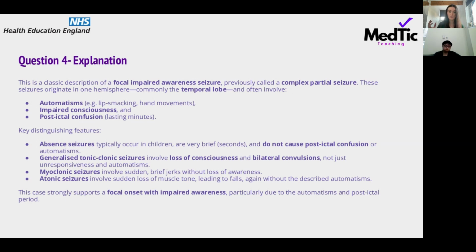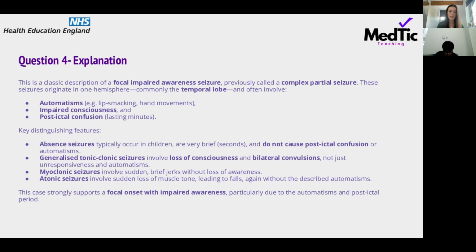When you have a seizure originating from the temporal lobe, they often involve those automatisms like we were talking about, so lip smacking, hand movements, and also impaired consciousness and confusion afterwards. But the main thing to look out for are those automatisms, which will be the dead giveaway. As for why it wasn't one of the other seizures, absent seizures often occur in children. They're usually very brief, and don't cause confusion afterwards.